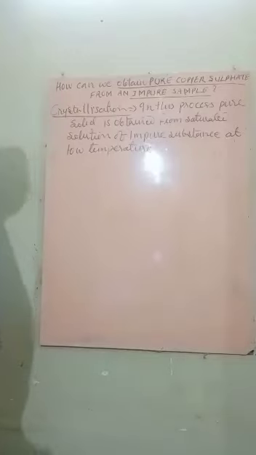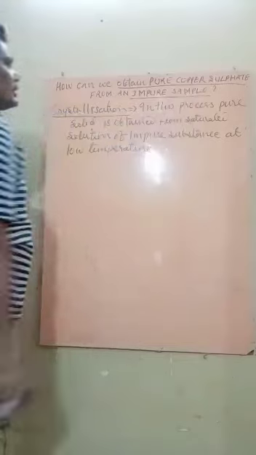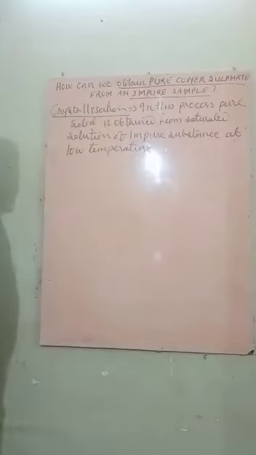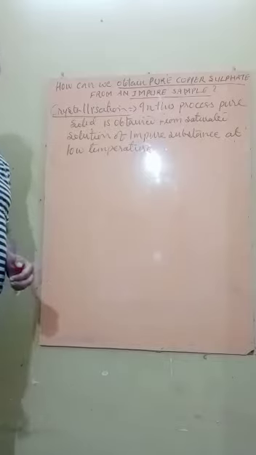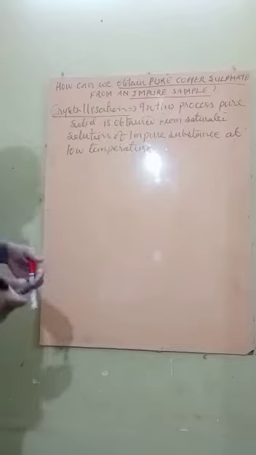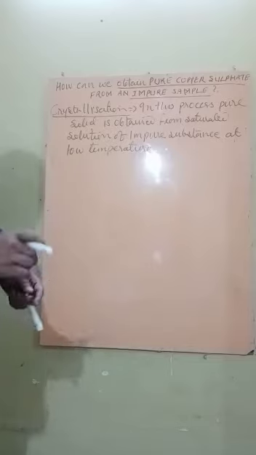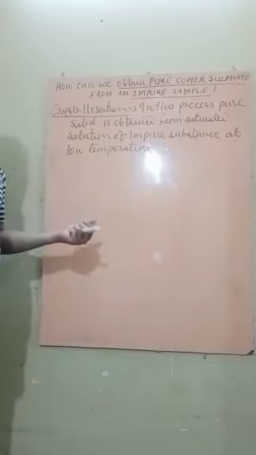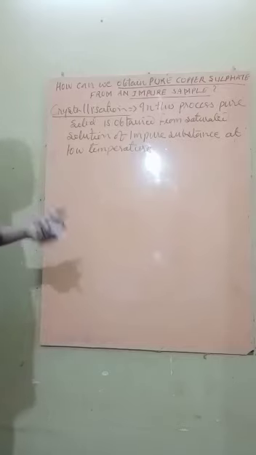Yes, student. Now, how can we obtain pure copper sulphate from an impure sample of that substance? Actually, student, when we are buying copper sulphate from the market, there is a chance that it may contain different types of other solids along with the copper sulphate solid. So, how can we get the pure copper sulphate from its sample or from its mixture?